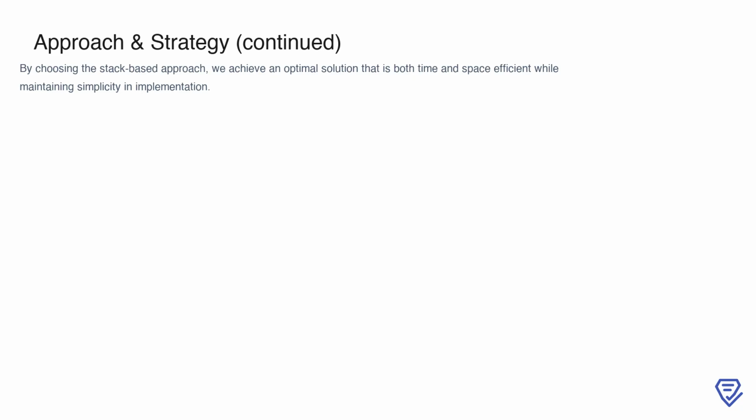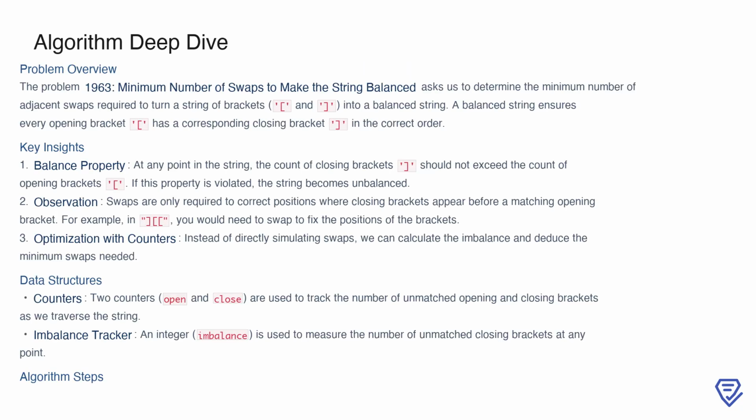To solve problem 1963, we need to determine the minimum number of adjacent swaps required to transform a string of brackets into a balanced string. A balanced string ensures that every opening bracket has a corresponding closing bracket, and they appear in the correct order. Now, the key insight here is to focus on the balance property. This means that at any point in the string, the number of closing brackets should never exceed the number of opening brackets. If this condition is violated, the string becomes unbalanced.